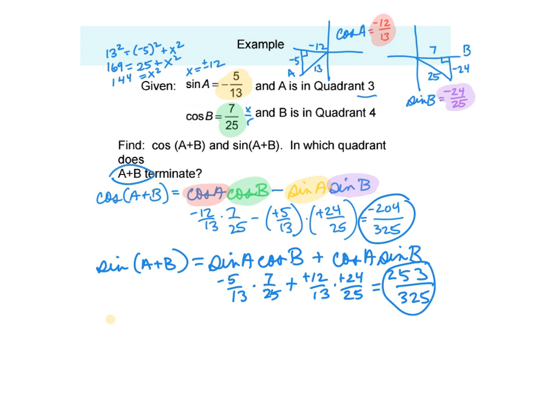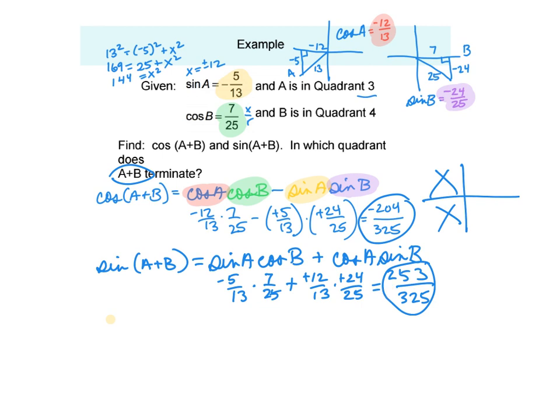Now, so I found two values that I wanted to find, but it also asked me the quadrant in which a plus b terminates. So that's just asking me what quadrant a plus b is in, and I've got to use what I know about signs of trig functions. So if I know that cosine is negative, that tells me that my angle is either in the second or in the third quadrant, because that is the portion where x is negative and cosine is x on the unit circle. The next piece of information I have is that the sine of a plus b is positive.